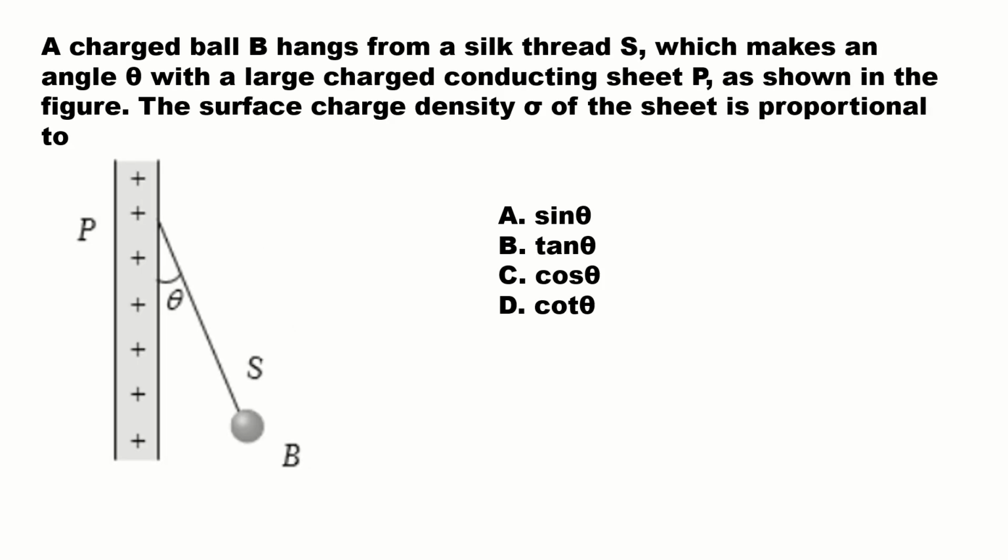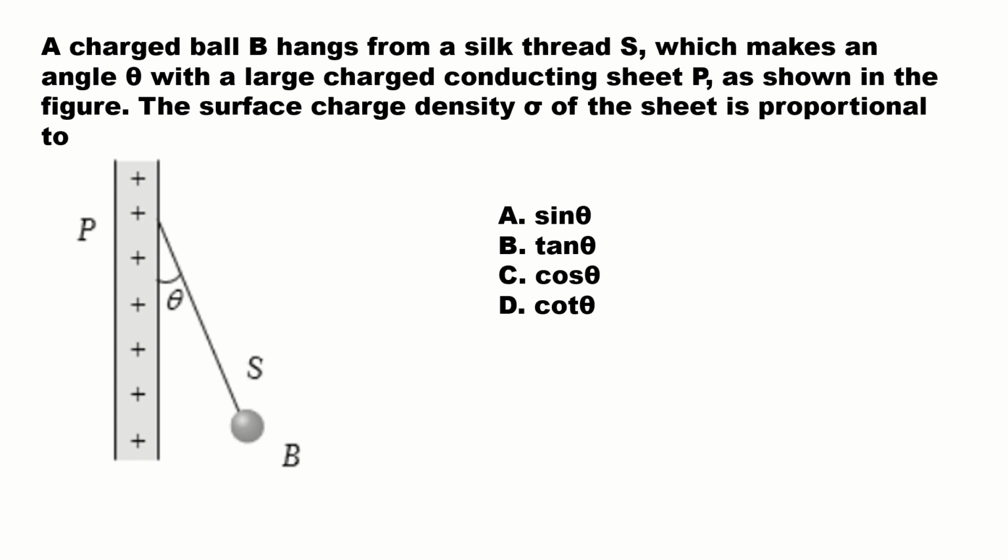So let's go to the next question. A charged ball B hangs from a silk thread S, which makes an angle theta with a large charged conducting sheet P, as shown in the figure. The surface charge density sigma of the sheet is proportional to A sin theta, B tan theta, C cos theta, or D cot theta. So for this, we need to understand all the forces acting in this system.